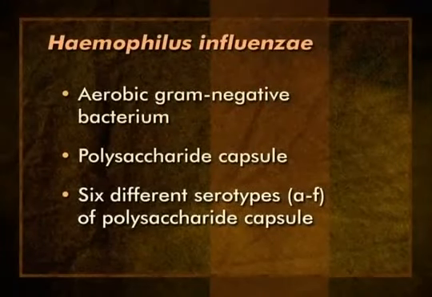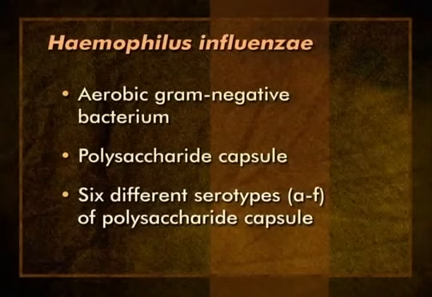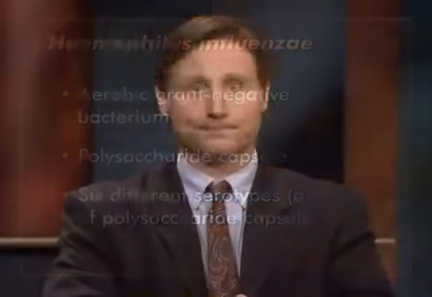Haemophilus influenzae is an aerobic gram-negative bacterium. The polysaccharide capsule is responsible for the organism's virulence and for immunity to it. There are 6 different serotypes of polysaccharide capsule, designated as A through F. There are also non-typable strains that colonize the respiratory tract and are a major cause of otitis media and bronchitis. But 95% of invasive disease is caused by type B, which we will refer to as Hib. We will focus solely on it.